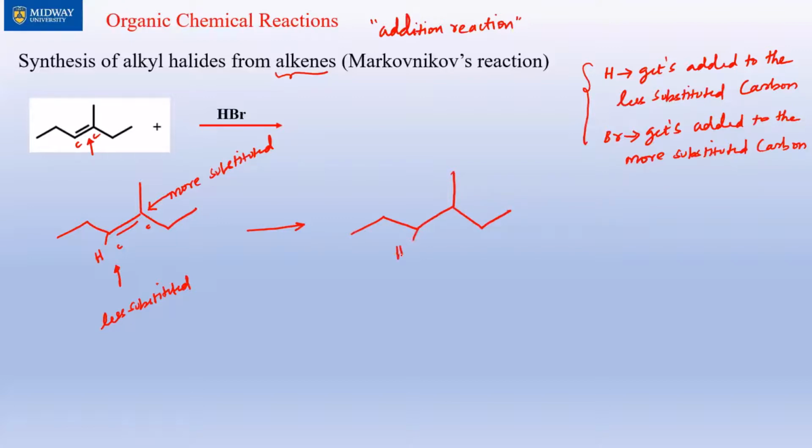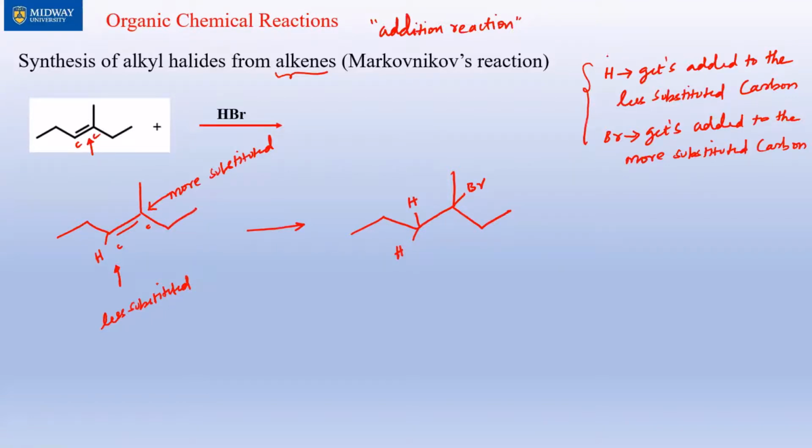For now, don't worry about the stereochemistry. We will get to that later. But for now, write the hydrogen on the side that's less substituted and the Br on the side that's more substituted. Less substituted means the carbon containing the hydrogen.